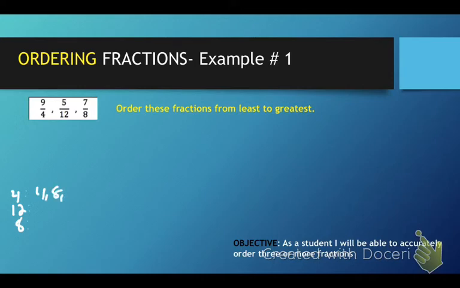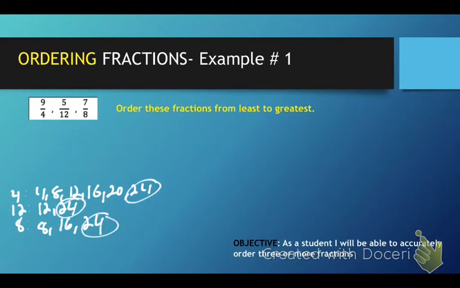4, 8, 12, 16, 20, 24. What about 12? 12, 24. What about 8? 8, 16, 24. Look at that. I got 24 in each of mine. We're good to go. So our common denominator is going to be 24.